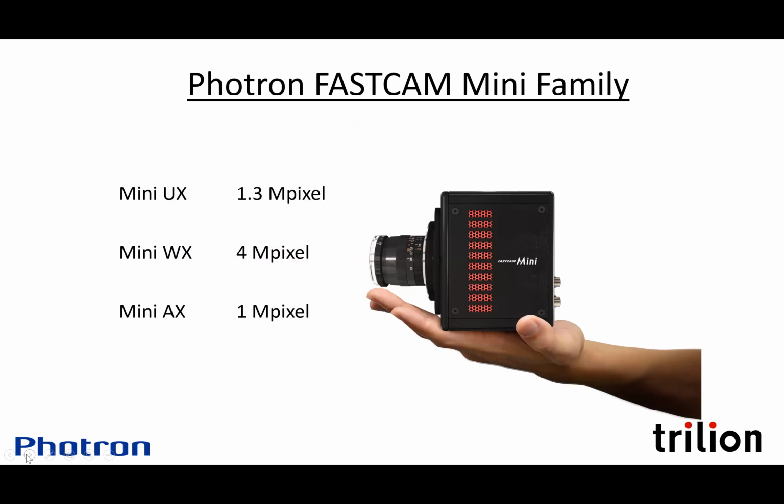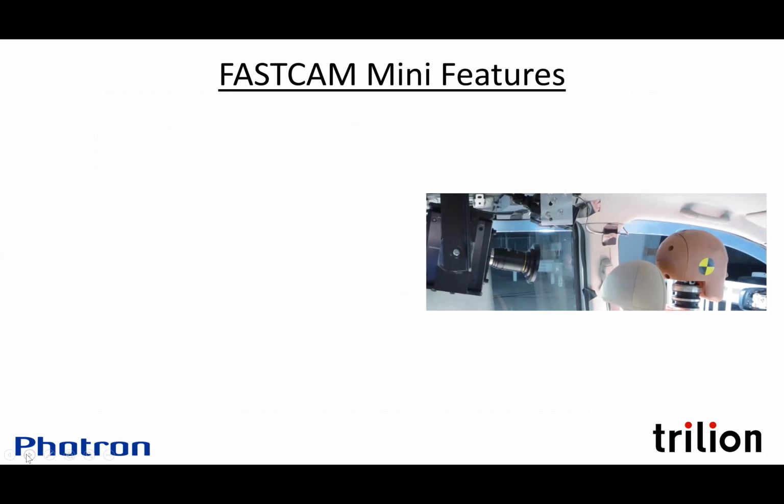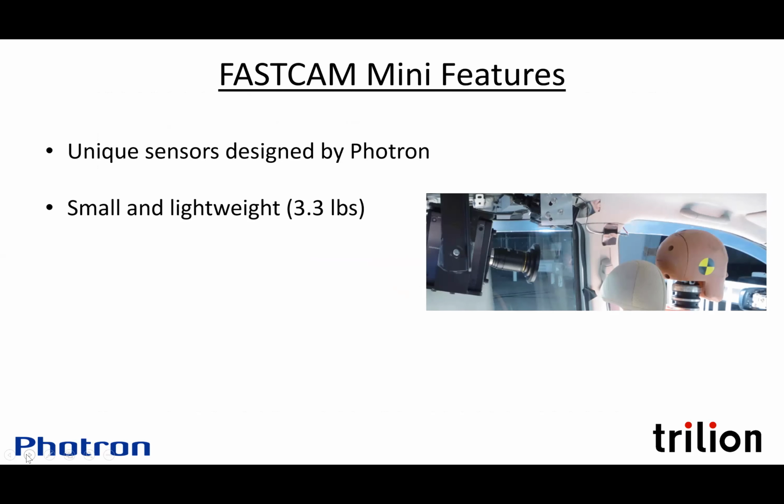Again, the Mini family, we have the 1.3 megapixel, what we call kind of the entry-level Mini, the Mini UX. We have the 4 megapixel, the WX, and the 1 megapixel Mini AX. Some of the features of the Mini cameras, again, the unique sensors, only 3.3 pounds for a very powerful camera. These cameras are rated up to 100 Gs. We have customers that will mount them inside vehicles doing rollover tests, and so they withstand that kind of abuse very well. And some of the university professors like it because they feel that if their students drop the camera, maybe they won't have to buy a new one.